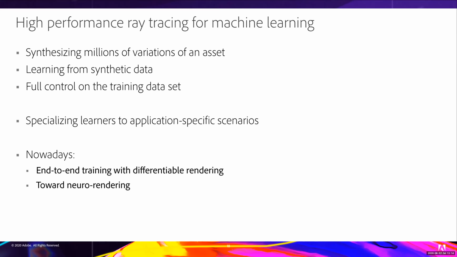Nowadays, the research is very active here, and Adobe Research is working a lot on those topics. There are probably 2 big trends: end-to-end training with differentiable rendering, when you make the rendering mechanism itself differentiable and you can learn through the renderer. And from a more general perspective, neural rendering is taking off. I encourage you to look at this summer's SIGGRAPH program to have a few sneak peeks of the latest evolution of this research topic.